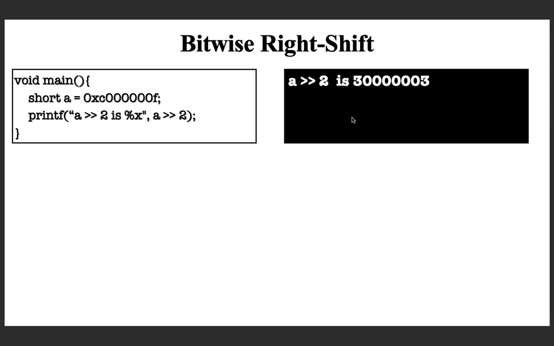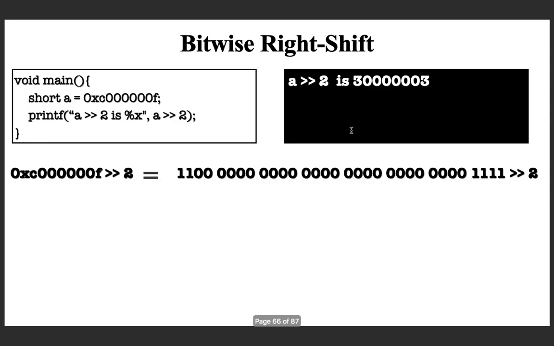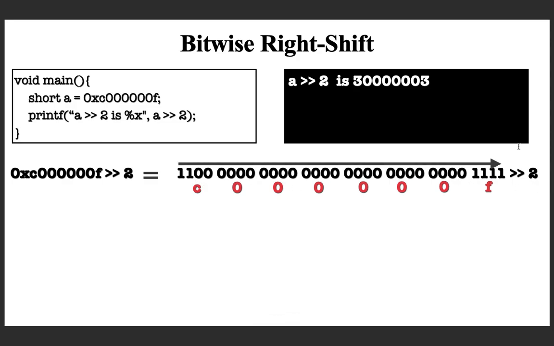This is the value that you are getting. How? This is what you want to perform. Expand it. This is the hexadecimal value converted into binary. So you want to right shift this 2 positions to the right. This is the equivalent hexadecimal. You want to do right shifting.